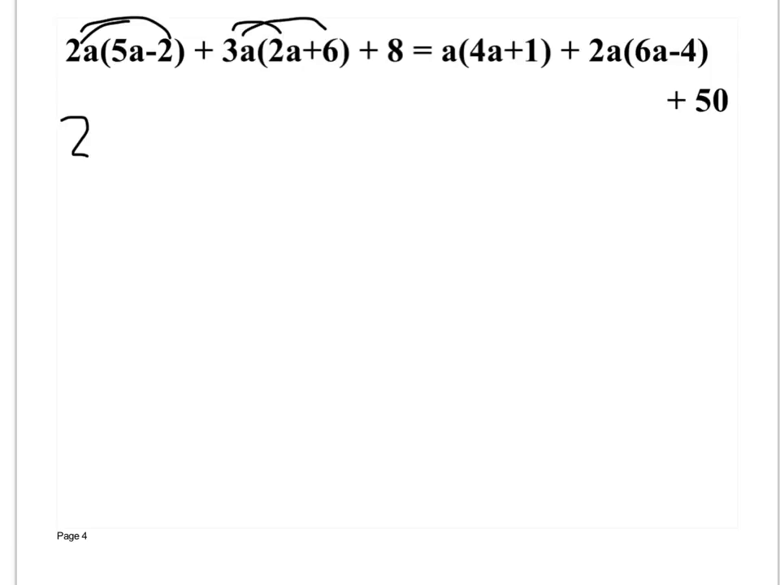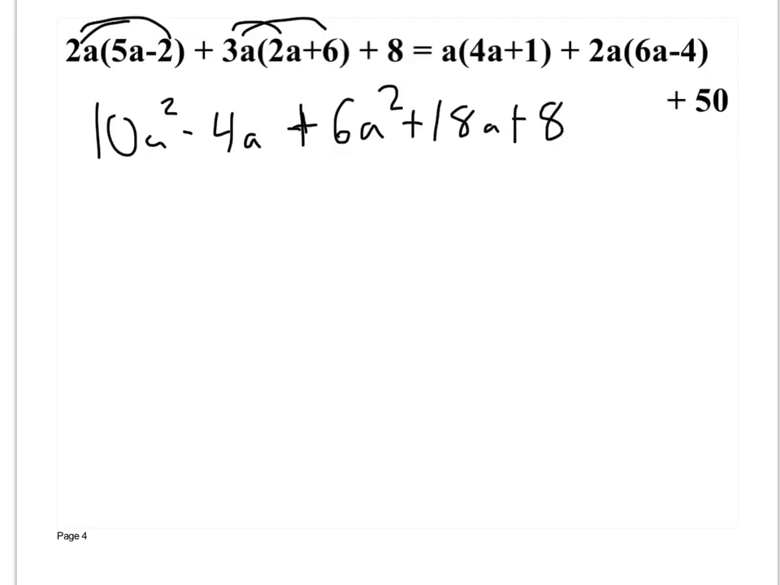So I got 2a times 5a, 10a squared. 2a times negative 2 is negative 4a. I have 3a times 2a, that gives me positive 6a squared. 3a times 6 is 18a plus 8. I look to see if there's any like terms. 10a squared and 6a squared, so I add those. I get 16a squared. I have negative 4a and 18a, so I get positive 14a plus 8.